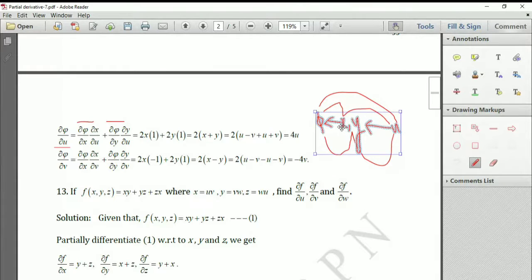Similarly, what is the derivative of, let us see another one.